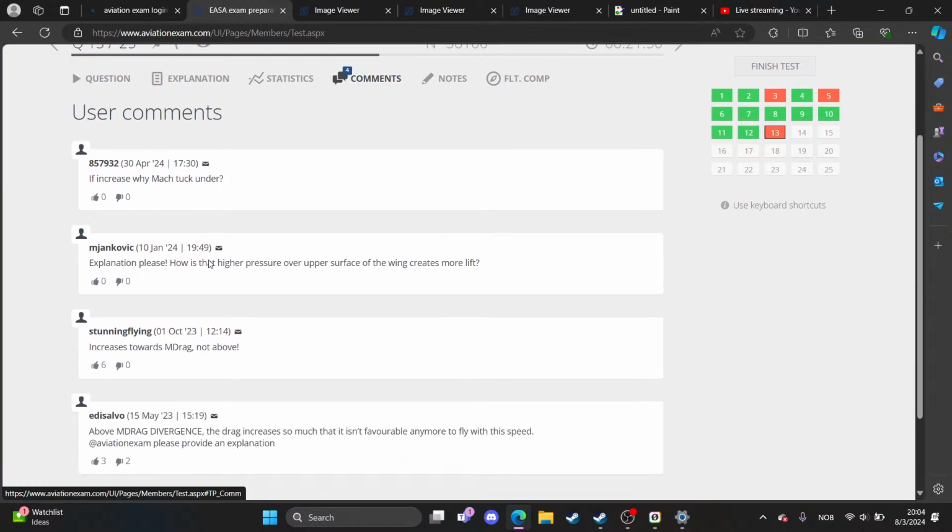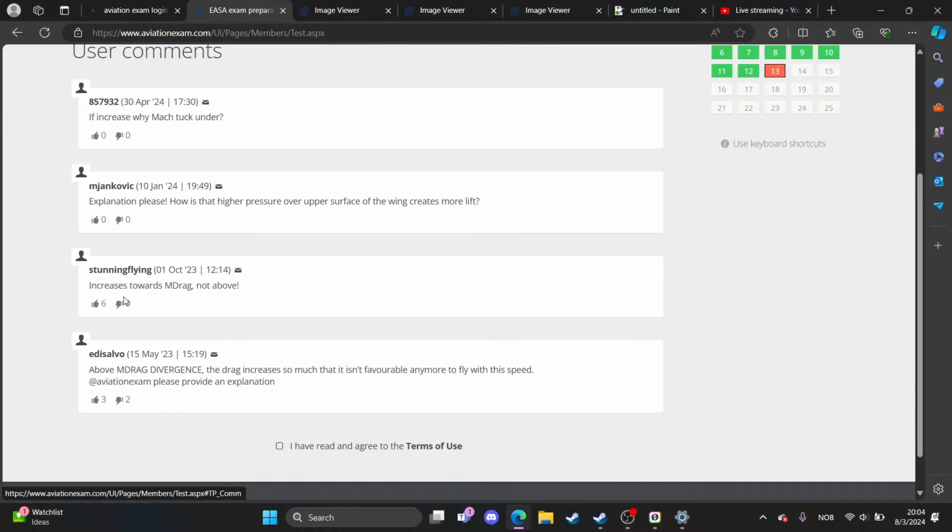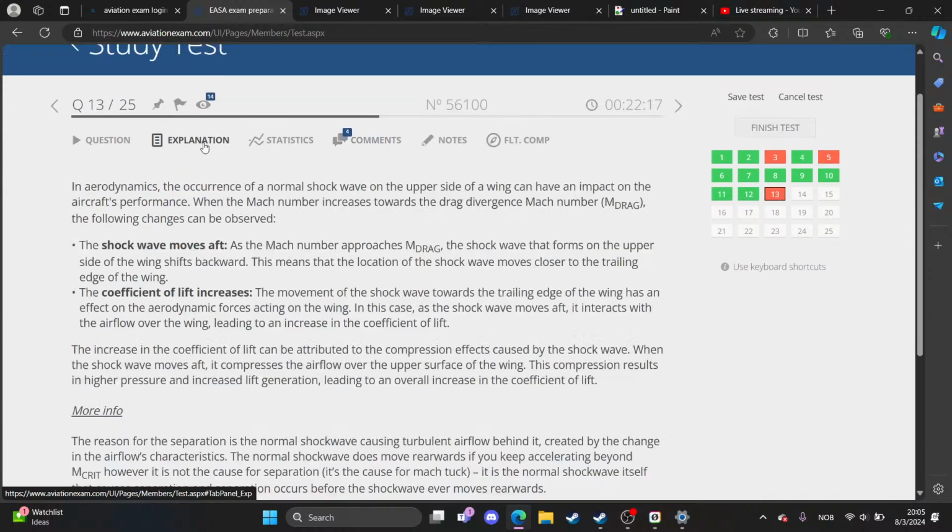What does the comment say? If it increases, why Mach torque under? Increases towards Mach drag, not above. Above during the increase so much that it isn't favorable anymore by flight speed. This doesn't really make any sense.